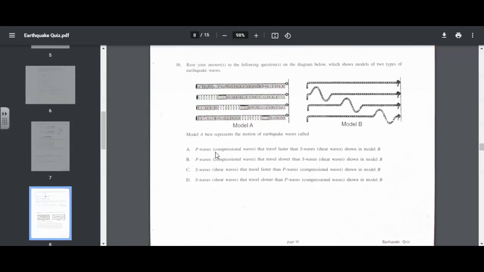Number 16 says base your answers to the following questions on the diagram below, which shows models of two types of earthquake waves. Model A best represents the motion of earthquake waves called what? So what is Model A, P waves or S waves? That's the first thing you need to decide. So A says P waves that travel faster than S waves, or P waves that travel slower than S waves. Is Model A S waves that travel faster than P waves, or S waves that travel slower than P waves? You've got to decide two different things there.